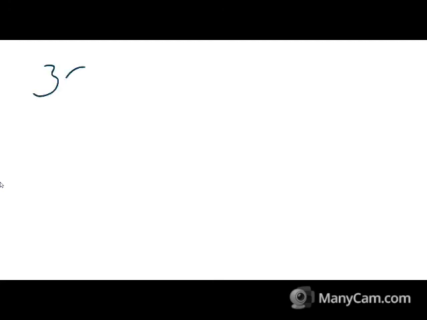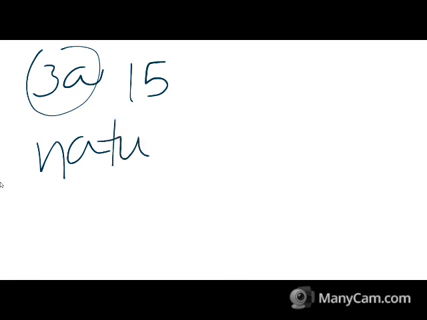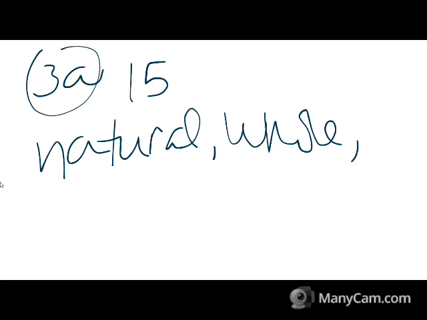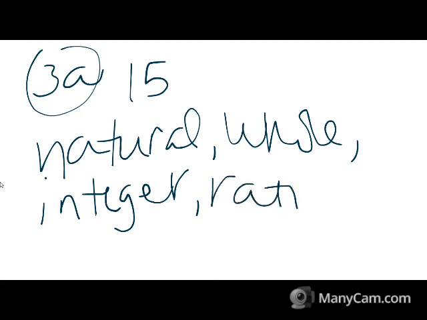All right, problem 3A. To which subsets of the real numbers does each number belong? So you start with the real numbers, and every other set is a subset of them. So let's look at 15. Well, 15 is a natural number because it's a positive whole number. It's also a whole number. It's also an integer because it's a positive whole number. And it's also rational because it can be written as a fraction, and its decimal terminates.